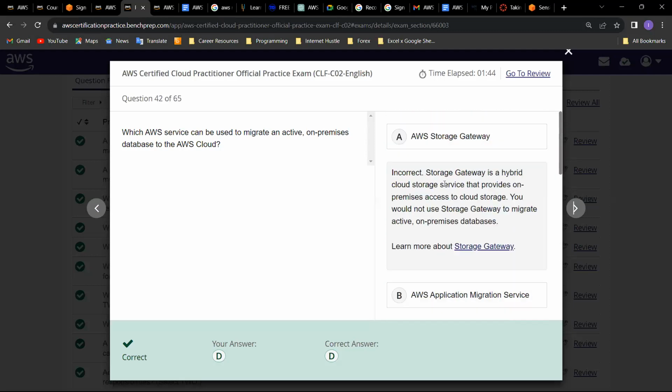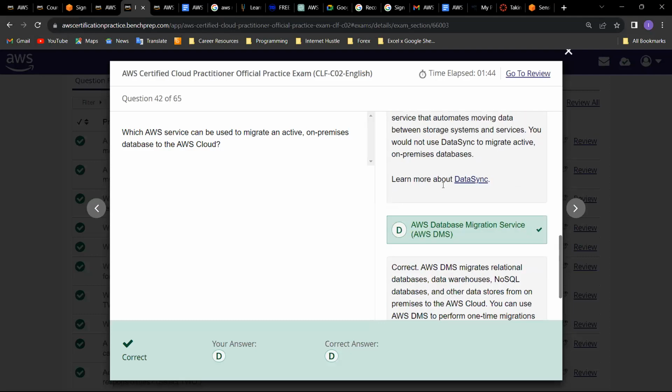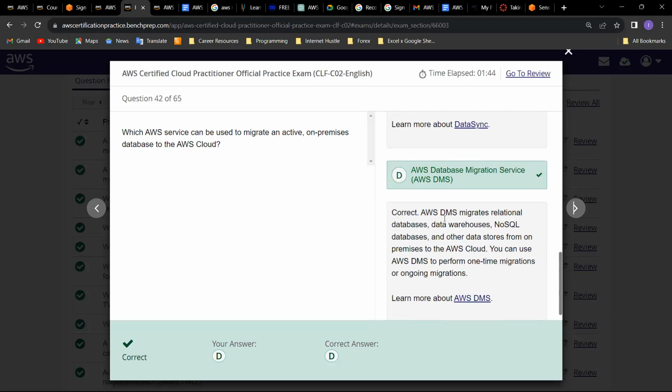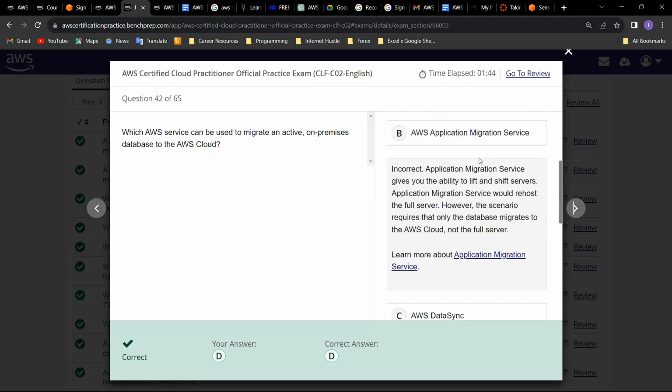Storage Gateway is more or less like a storage service, right? It provides you with on-premises access to cloud storage, and you would not use Storage Gateway to migrate an active database. So database migration is DMS. And who remembers Application Migration Service?